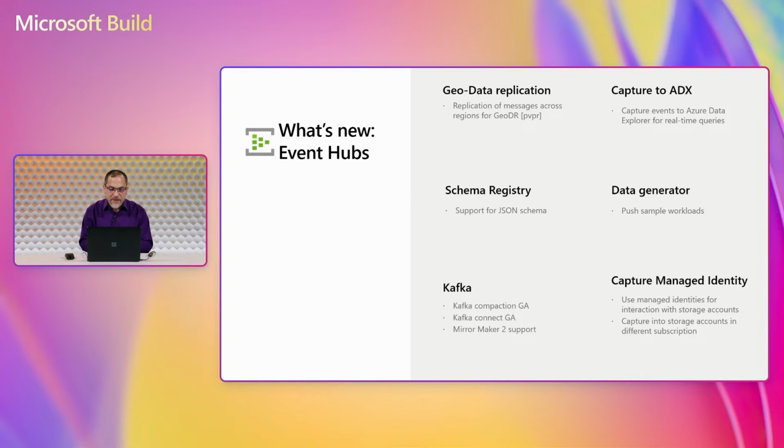We talked about geodata replication. We're also going to add JSON schema support in our schema registry. Today it supports Avro, and now we're adding JSON schema support. We're also extending our Kafka capabilities so that the Kafka compaction feature is now generally available. That also means we get Kafka Connect and Mirror Maker 2 as generally available and supported capabilities from our Kafka endpoint.